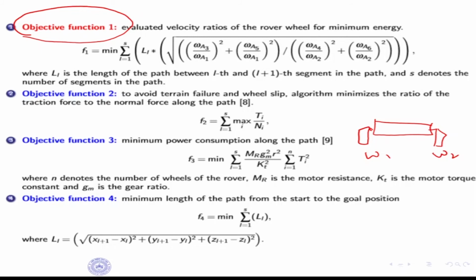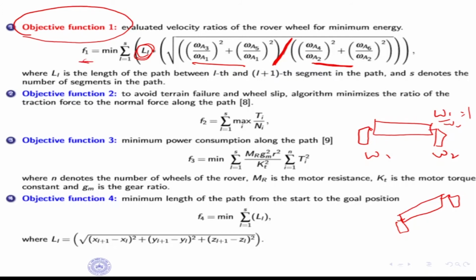Now, if it is on flat ground, then omega 1 will be equal to omega 2. Omega 1 by omega 2 will be equal to 1. The moment it is on inclined ground, the velocities will change. So if you want the robot to be on flat ground, I can take the ratio of the velocities, the left side velocity divided by the right side velocity, and L1 is the length. So I'm going to minimize this now. That is one objective function.